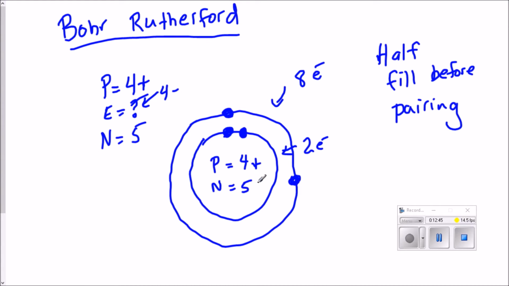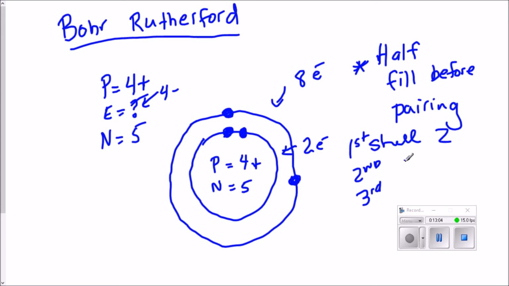So the things we got to remember is always half fill before pairing. The first shell holds 2, the second shell, and onward from that, will hold 8 electrons, okay? So 8 electrons are held after that.